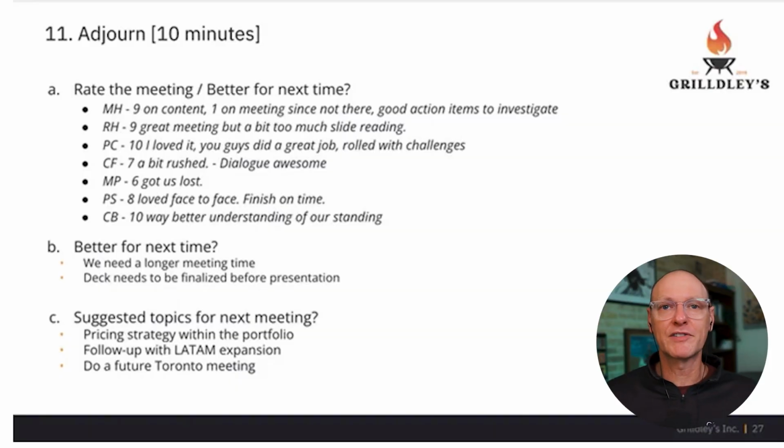So here's an example of us going through this process of adjournment. Each person in the room rated the meeting by a number and then said what would be better next time. Then we took suggestions beyond that for better for next time. We wrote them here and then we closed the meeting. And the idea is we can make every meeting better than the previous one.